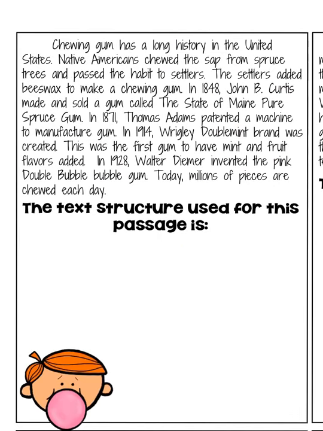Chewing gum has a long history in the United States. Native Americans chewed the sap from spruce trees and passed the habits to settlers. The settlers added beeswax to make a chewing gum. In 1848, John B. Curtis made and sold gum called the State of Maine Pure Spruce Gum. In 1871, Thomas Adams patented a machine to manufacture gum. In 1914, Wrigley Doublemint brand was created. This was the first gum to have mint and fruit flavors added.